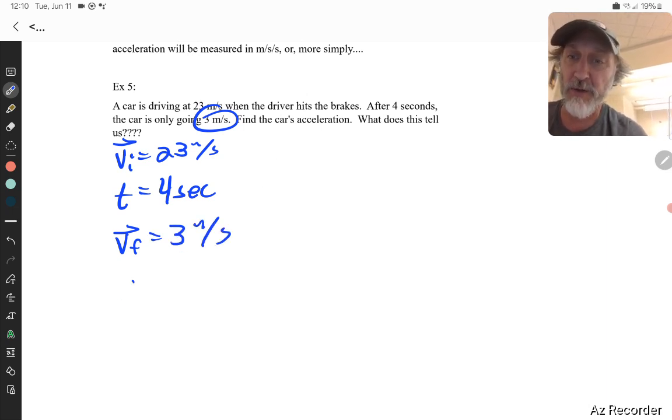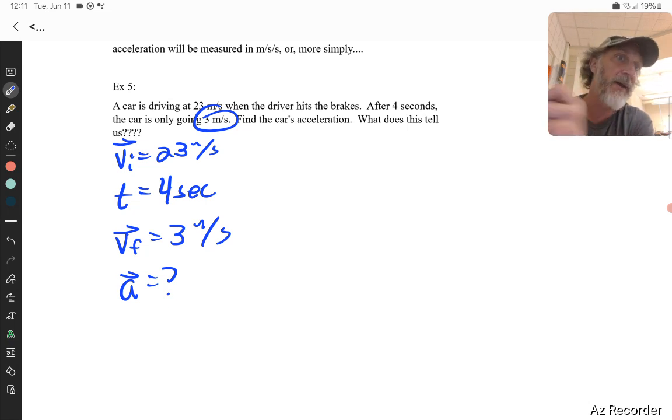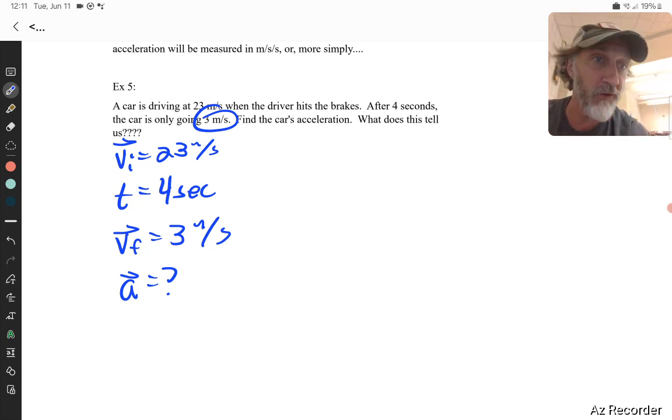Find the car's acceleration. This example is going to illustrate a couple things. One, we're going to watch our units. Two, we're going to really focus on this idea that acceleration is a vector. So check it out. Let's just start with the math.